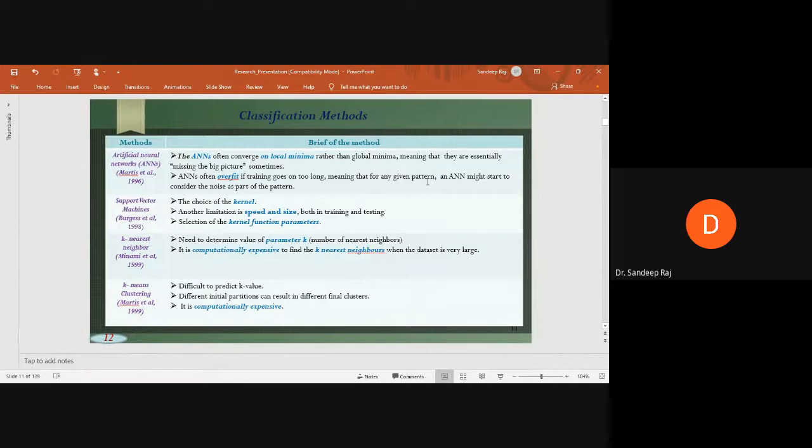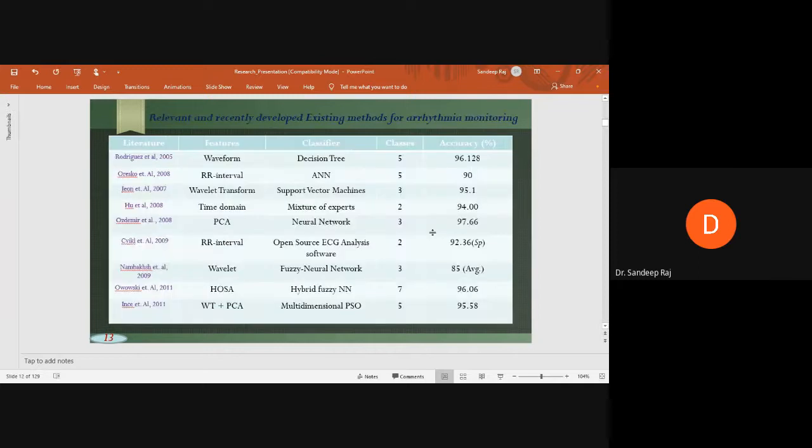It is not fixed that the parameters developed using the open source database, the MIT BIH, will work well for the data which I have captured using my device directly from patients. So that has to be looked upon while developing such algorithms or such devices.